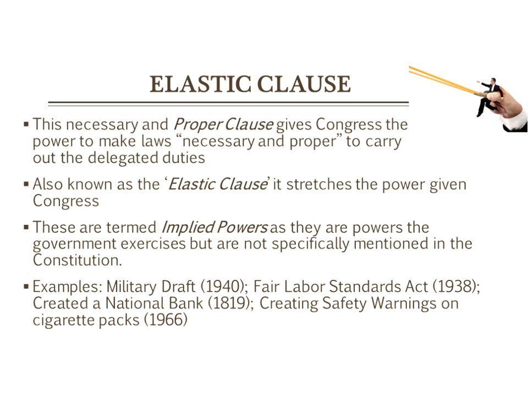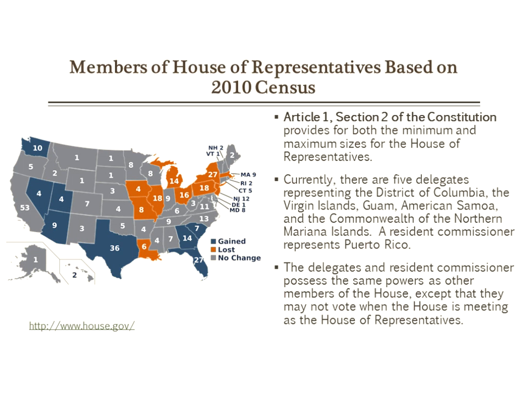There's also the Fair Labor Standards Act of 1938. Also, we created a national bank back in 1819. If you're going to collect taxes, where then do you put them? So you have to have a national bank. That was an implied power. Creating safety warnings on cigarette packs is considered an implied power in 1966. Now, some of these might be questioned by individuals along the way, but these are implied powers, part of the Elastic Clause, that have been granted to Congress.